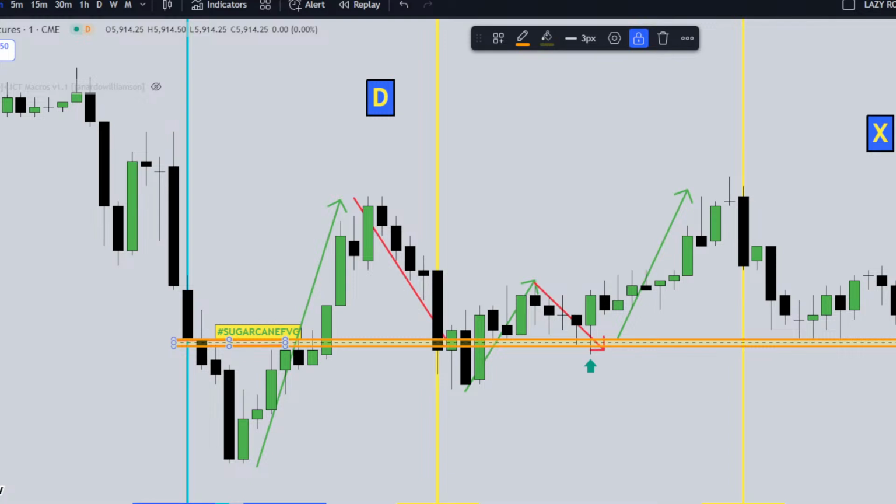Okay, let me remove all this. Remove all that.